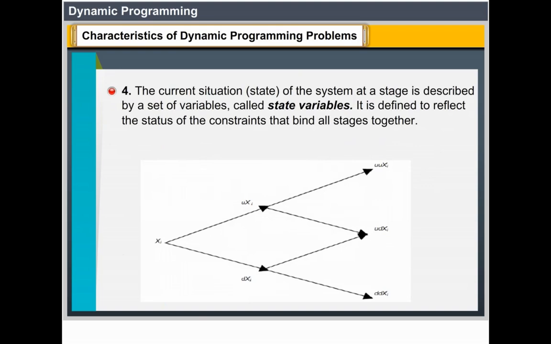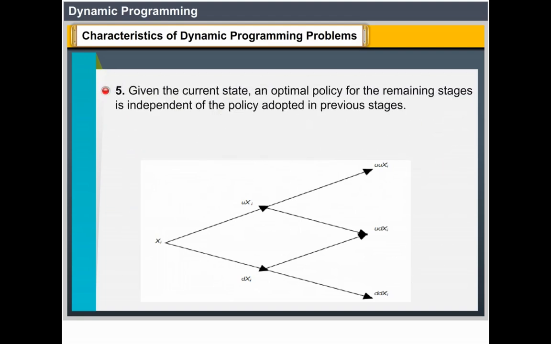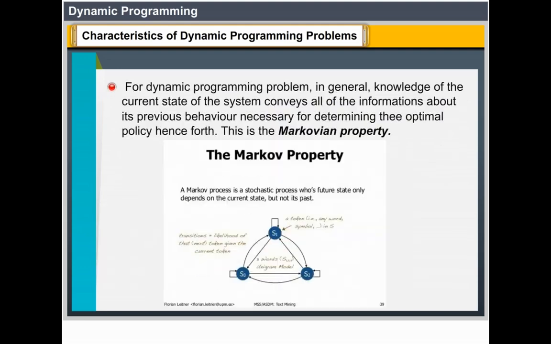Fourth point. The current situation (state) of the system at a stage is described by a set of variables called state variables. It is defined to reflect the status of the constraints that bind all stages together. Number 5. Given the current state, an optimal policy for the remaining stages is independent of the policy adopted in previous stages. For a dynamic programming problem, in general, knowledge of the current state of the system conveys all of the information about its previous behavior necessary for determining this optimal policy henceforth. This is the Markovian property.